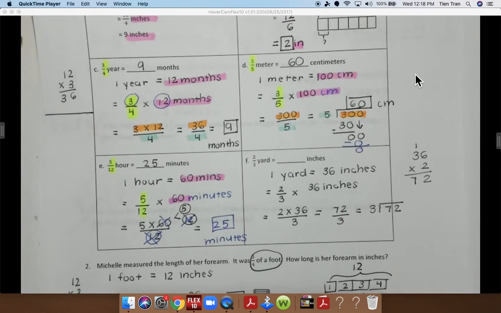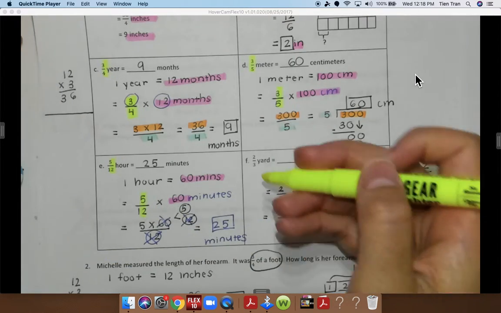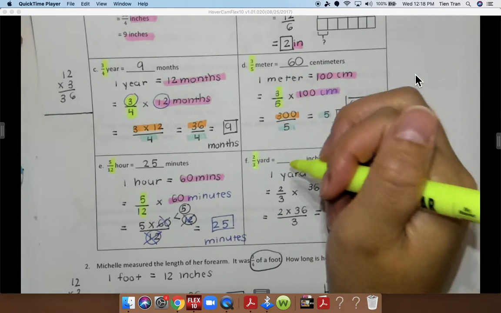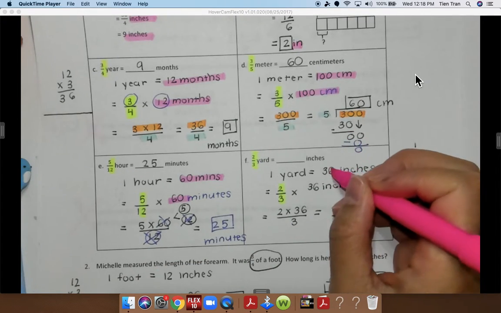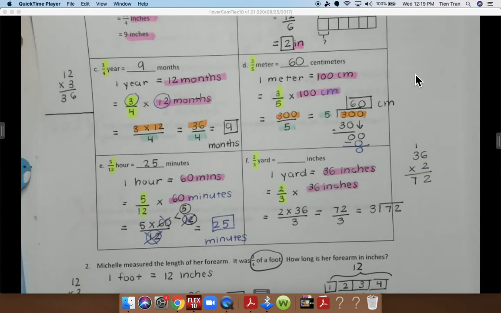For problem F, we are converting yards to inches. What is given is not 1 yard. What is given is 2/3 of a yard. So I'm writing 2/3 and multiplying it times 36 inches because 1 yard is equal to 36 inches.